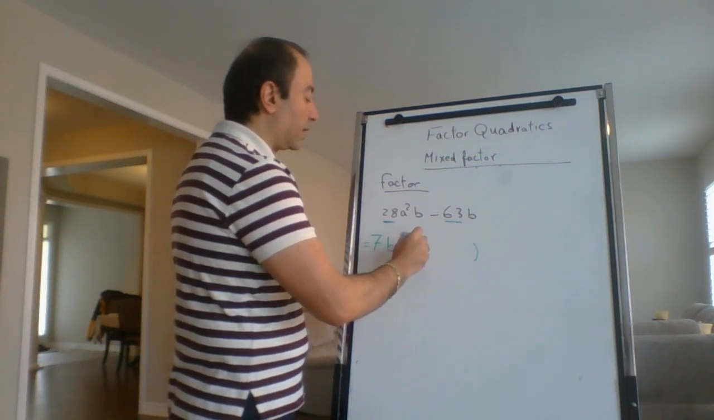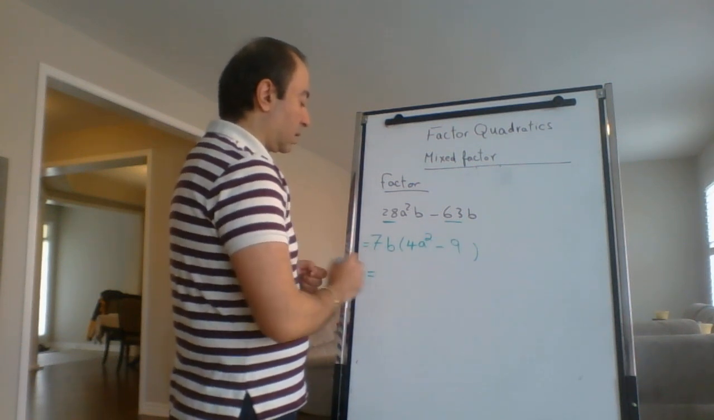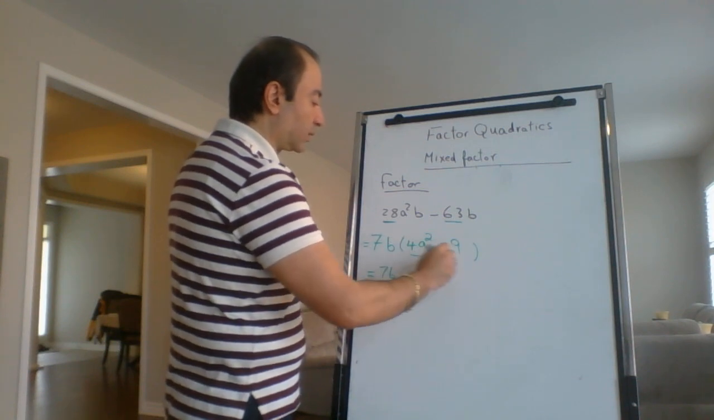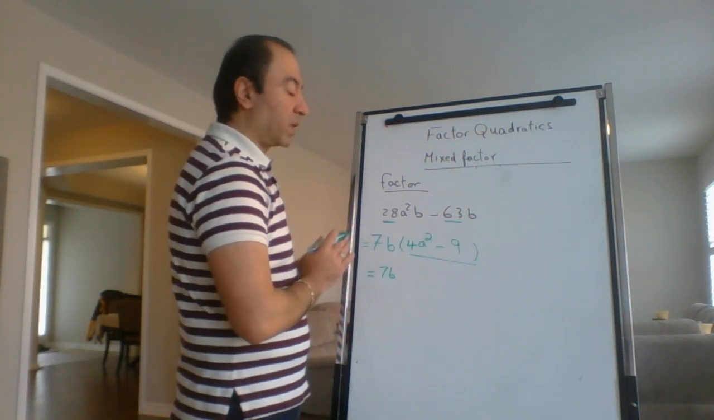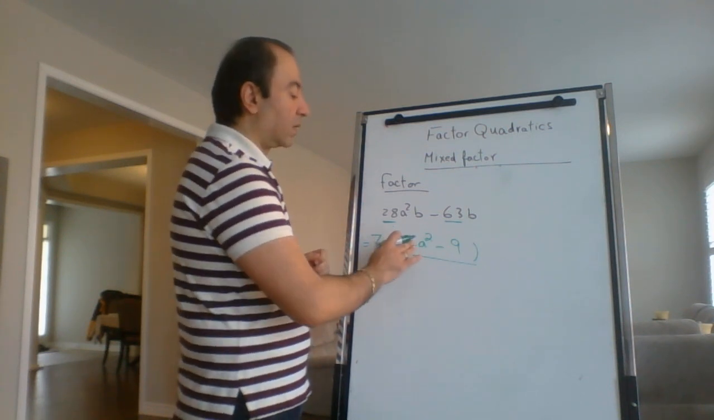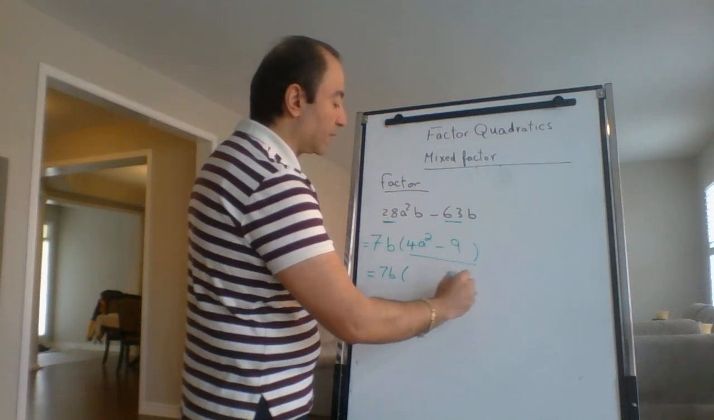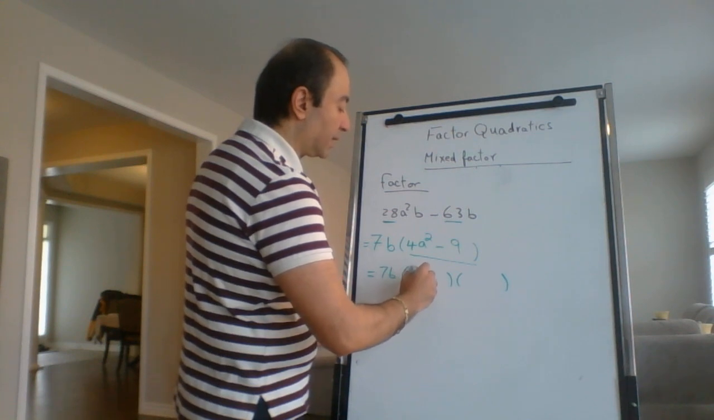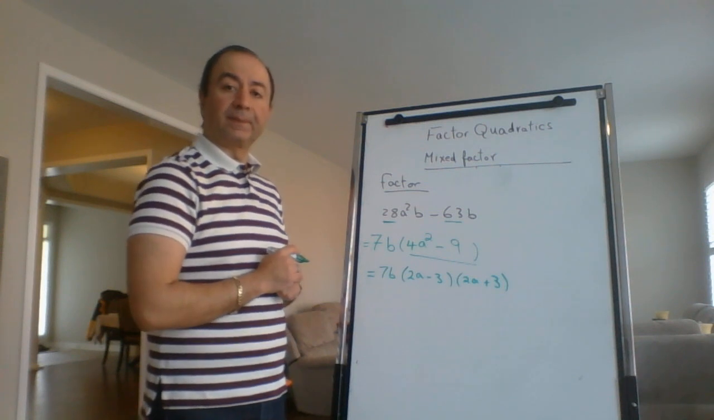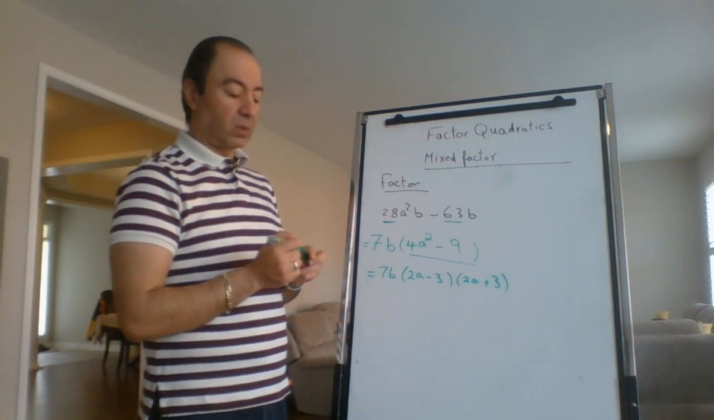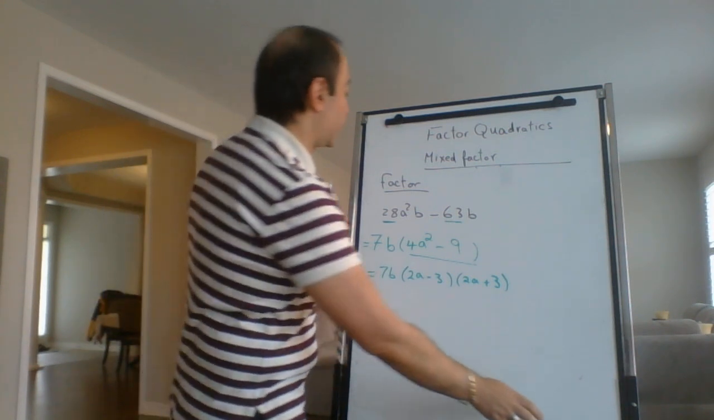So that will be 4a squared minus 9. Okay? Now 7b stays, and we try to factor the quadratic that is left. This is two terms, so we are working with the left side of the chart. Perfect square minus perfect square, so yes, difference of two squares. So (2a minus 3)(2a plus 3), and we are done. Okay, so this is the first example. Let's go to the second example.